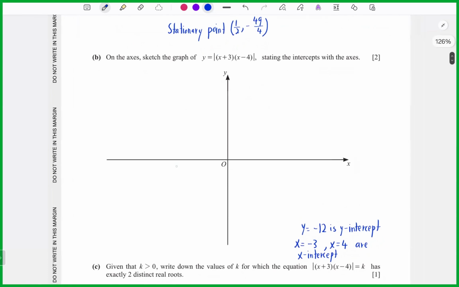Negative 3 means here. Label 4 here. Negative 12 here. So your graph will show this way, and then your minimum point is here. You should draw like this. After that, because we need to draw the opposite, the part below the axis is reflected. So I try to erase this part, and then we can draw.